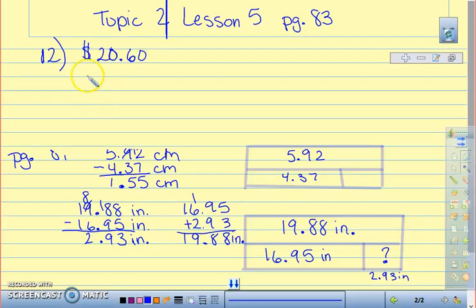$20.60 minus $14.35. If I don't have any change, then I can't take 5 cents from 0, so I'm going to have to borrow a tenth. Now I have 10 hundredths. 10 hundredths minus 5 hundredths is equal to 5 hundredths. 5 minus 3 is equal to 2. I can't take 4 from nothing, so I'm going to have to borrow a 10. Now I have a 10 here. So my answer is $6.25.